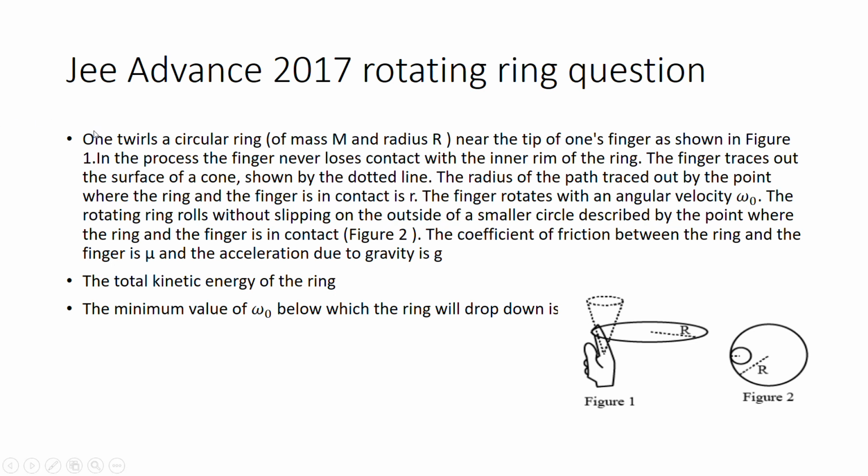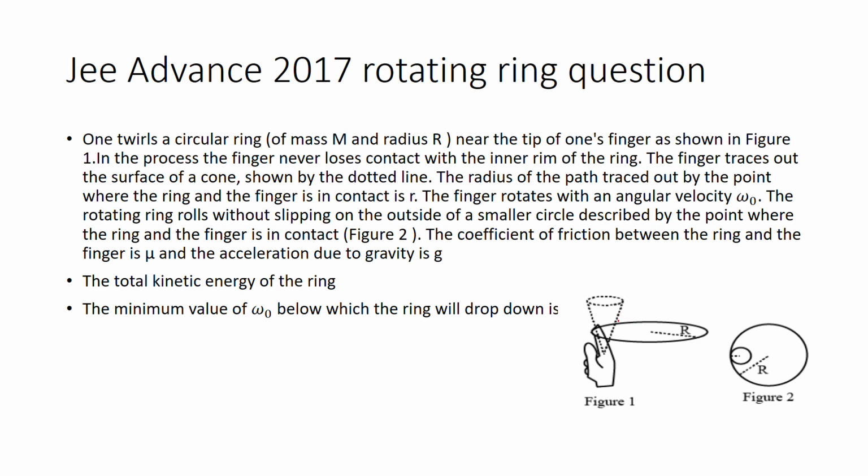We will discuss a question that was asked in JEE Advanced 2017. In this question, there was a ring which is rotated on our finger, and we have to calculate the kinetic energy of this ring as well as the minimum angular velocity omega naught, omega, with which this ring must be rotated so that it does not fall or does not slip through our finger.